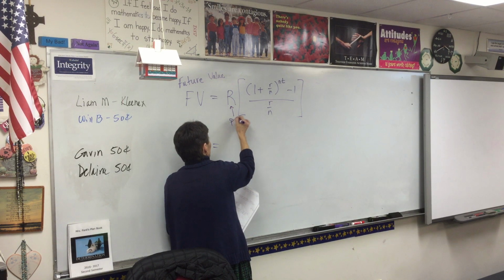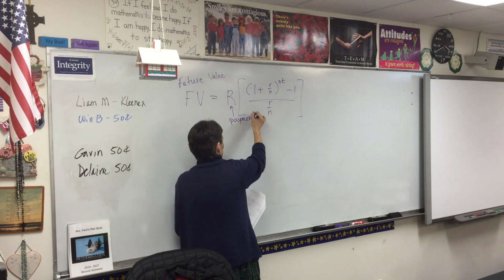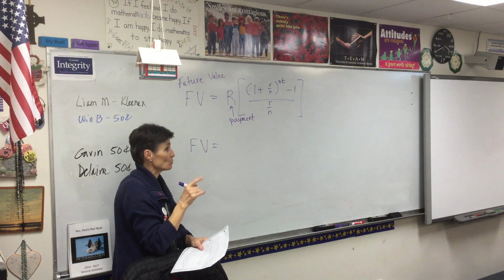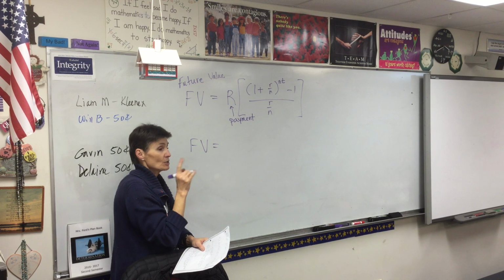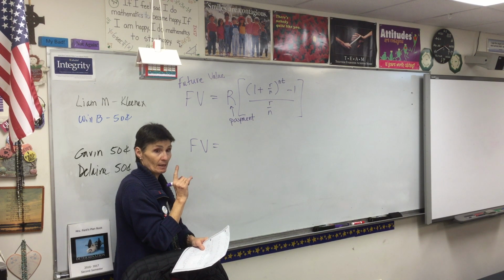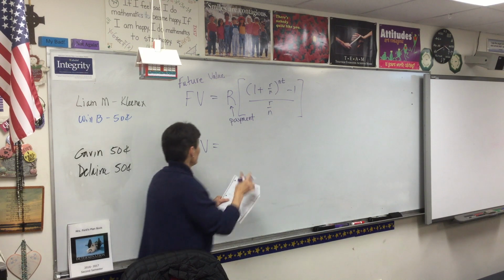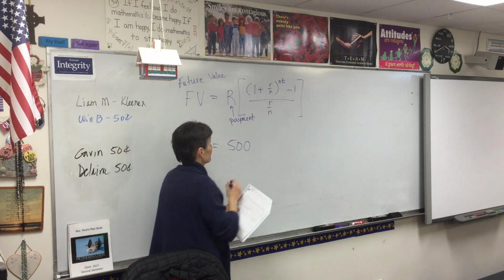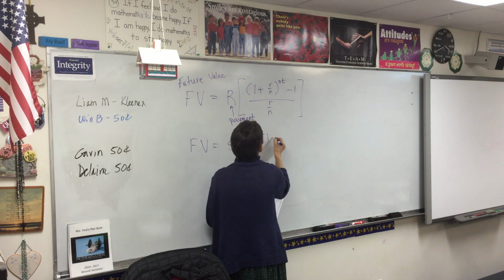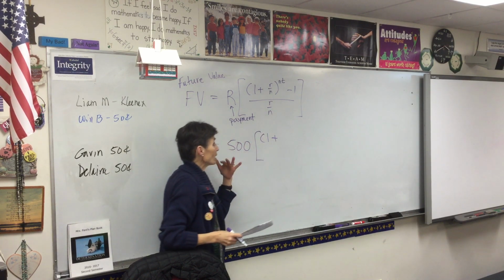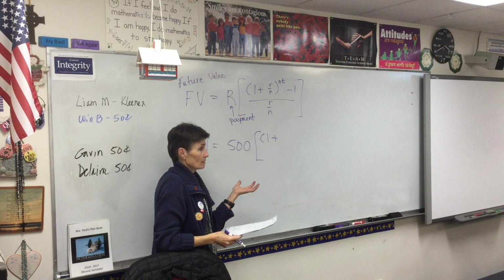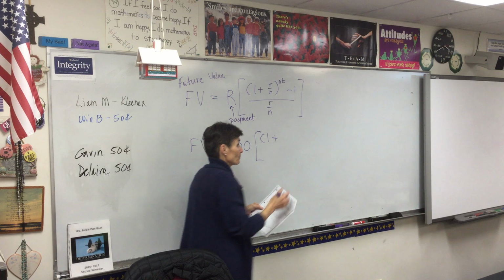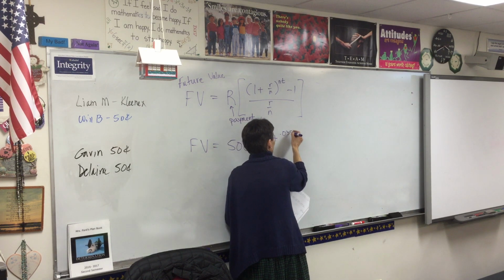R is the payment amount. They couldn't use P because then you get it confused with principal in the other formula, so they called it R. It's the payment amount. So in this problem, she's making a $500 payment. Now, what do you think r is? Ratio. Well, it's the interest rate, which in this problem is 0.0388.